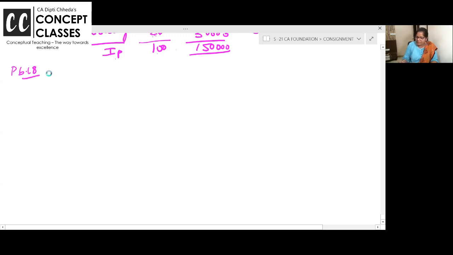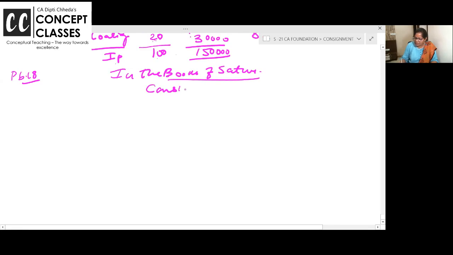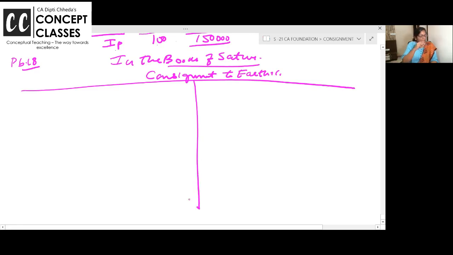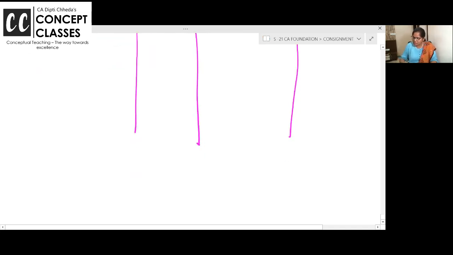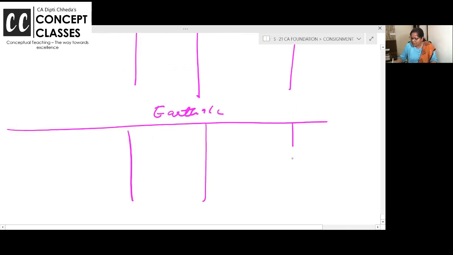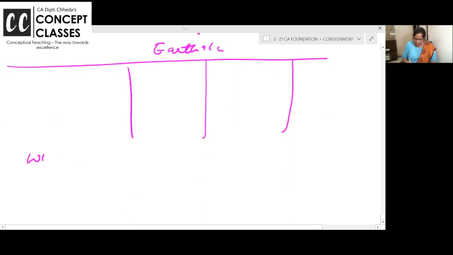Problem number 18th करते हैं. In the books of Saturn. Consignment to Earth account. Consignment to Earth account. Format is exactly same, dear students. Try to do it little quickly now. कुछ नया नहीं पढ़ा रही except two loadings. Earth account साथ ही में बना लो, followed by working notes. Please write the equation in working note 1.